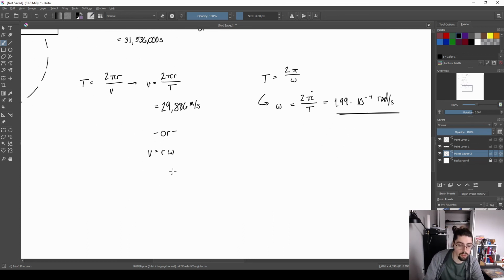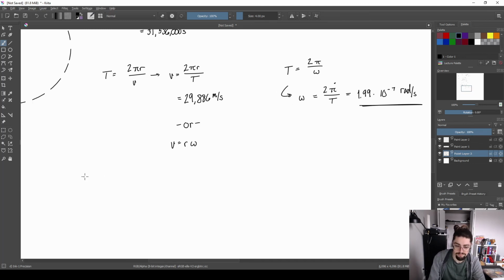We can absolutely use v is equal to r times omega. And props for getting the proper omega symbol in chat. You're either very fast with the different expressions or you know those alt codes very well.